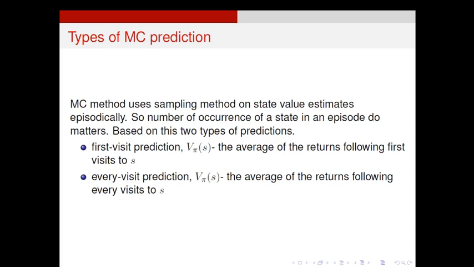Okay, there are two types of predictions. One is first visit prediction. That means suppose this is a state that occurs in a particular episode. Its value is calculated as the average of all its returns. But in first visit prediction, it is the average of the returns following the first visit to S. We consider the first visit to S only for taking the average. Every visit prediction is not like that. It will count each visit of that state to calculate the average. These ideas are important while we are discussing Monte Carlo.